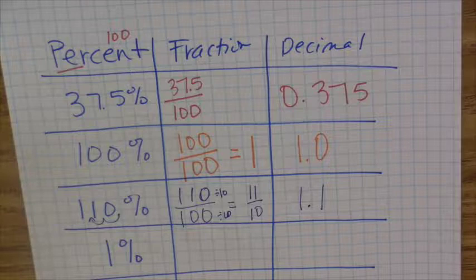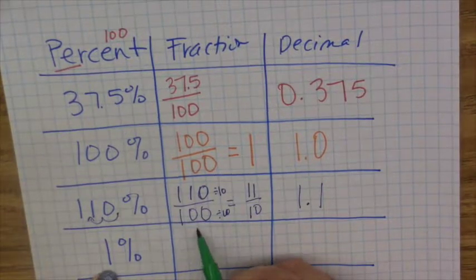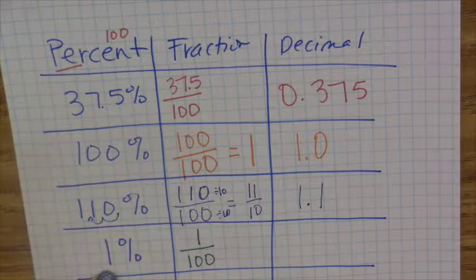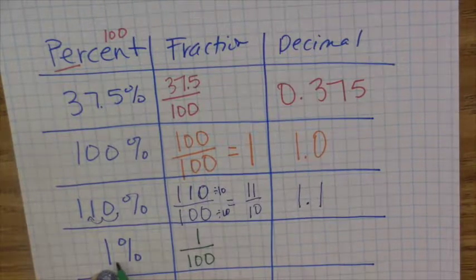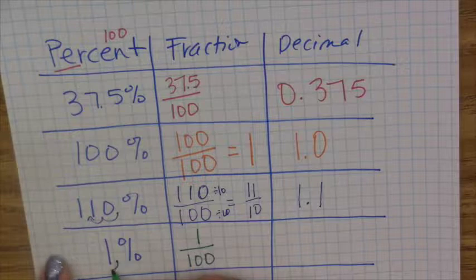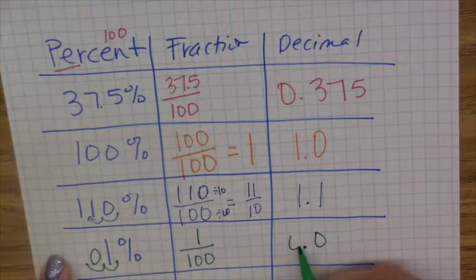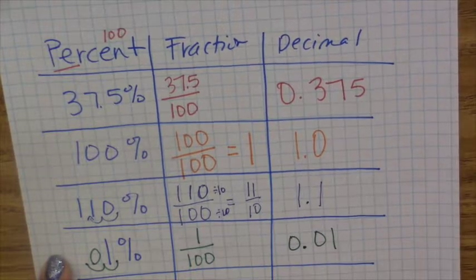All right, for our 1%, we're going to take our 1 and put it over 100. And for our decimal, we're going to take our 1 and divide it by 100. So we have this open spot, which we fill in with a 1, so it would be 0.01.